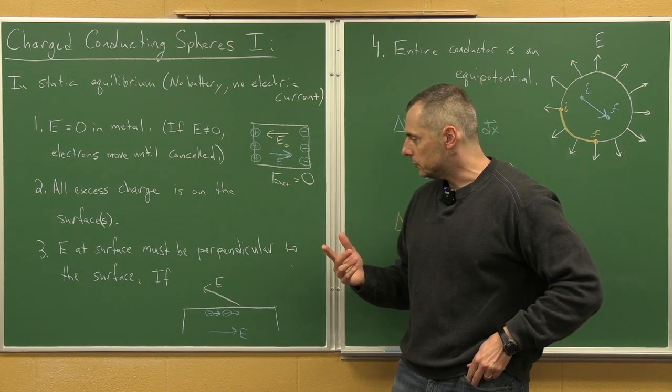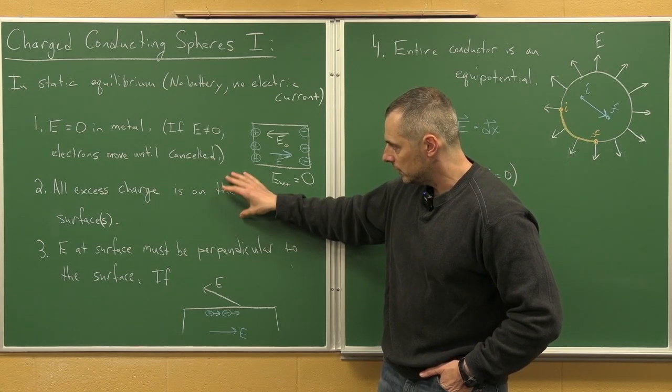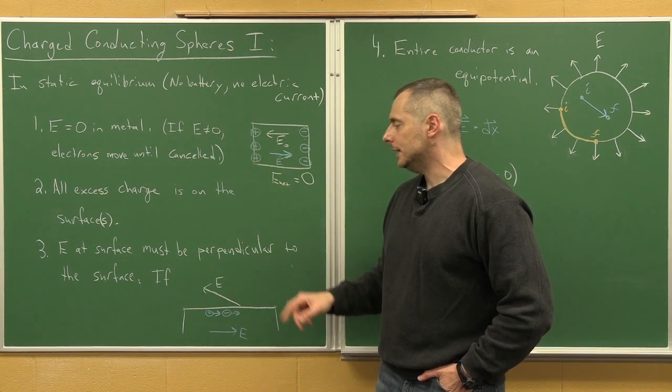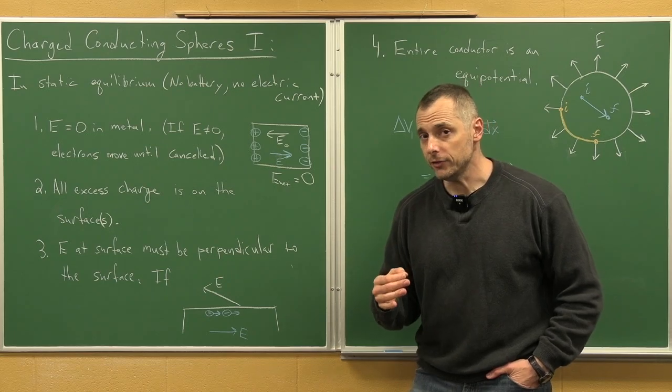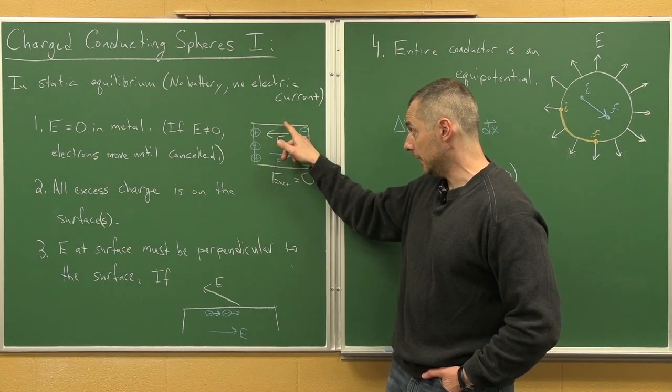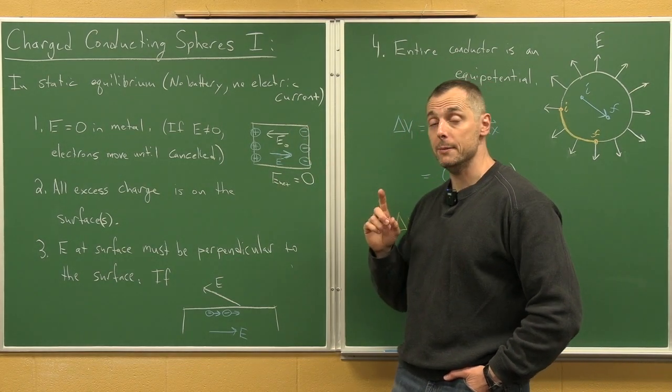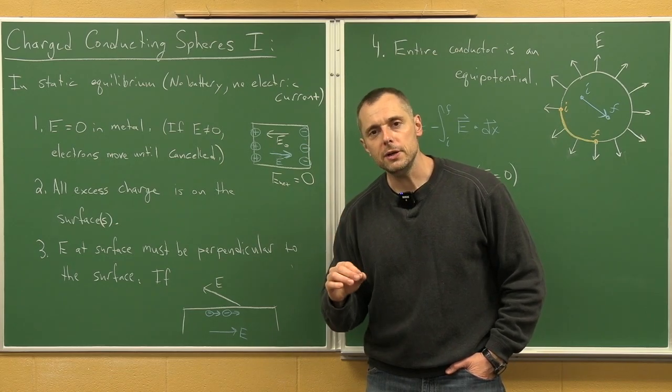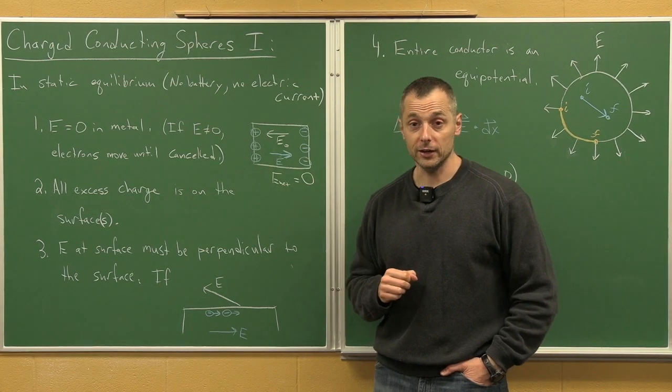The other thing that must be true, kind of related to this, is that the electric field at the surface doesn't have to be 0. It has to be 0 inside, but at the surface it doesn't have to be 0, but it must be perpendicular to the surface of the conductor.